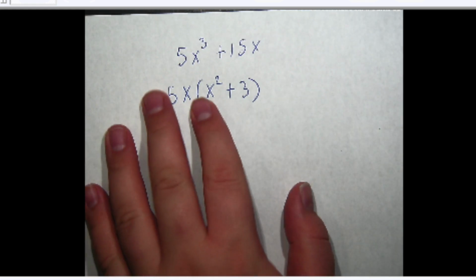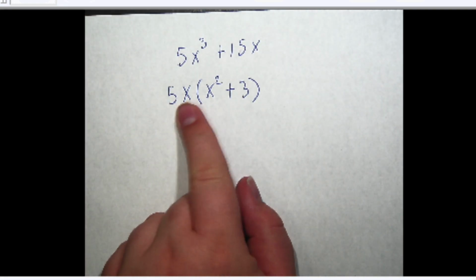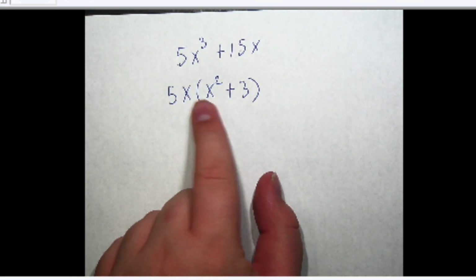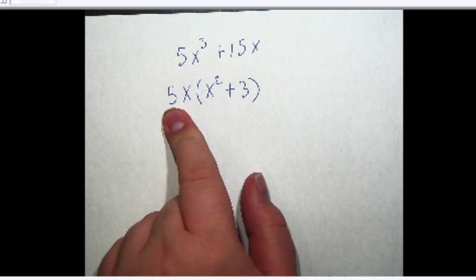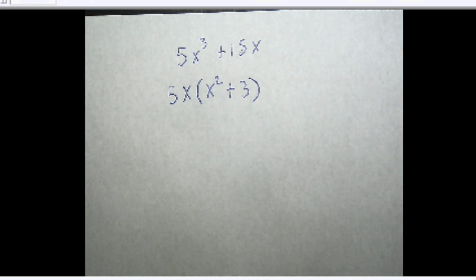Again, when we write a factored form of a polynomial, this factored form had better be able to multiply back to the original. So 5x times x to the second is 5x to the third, and 5x times 3 is 15x. So yes, this does work.